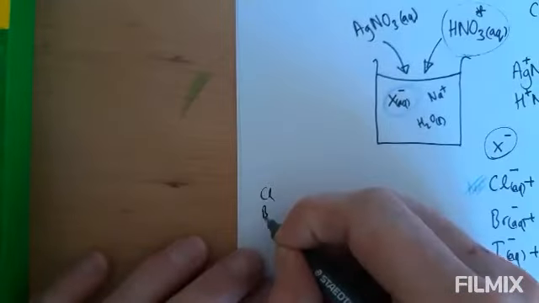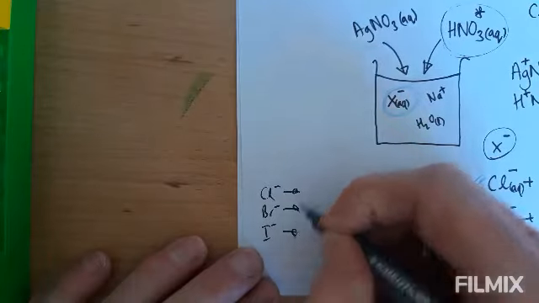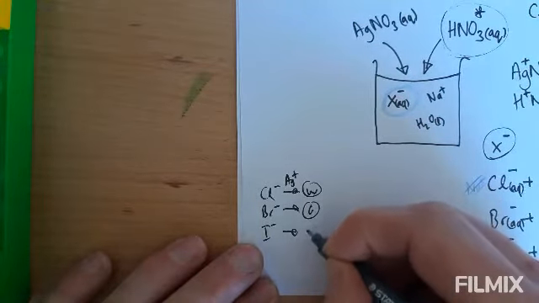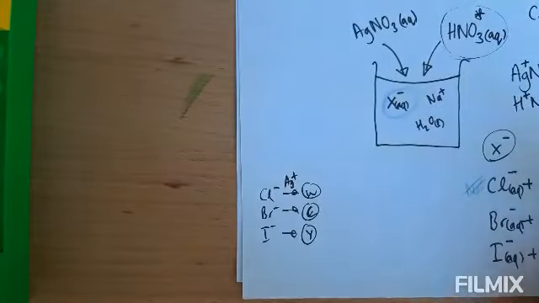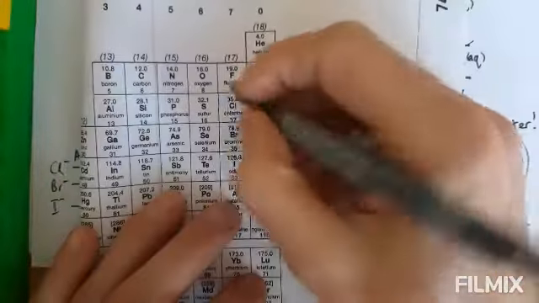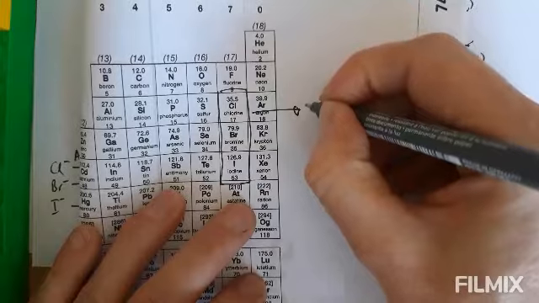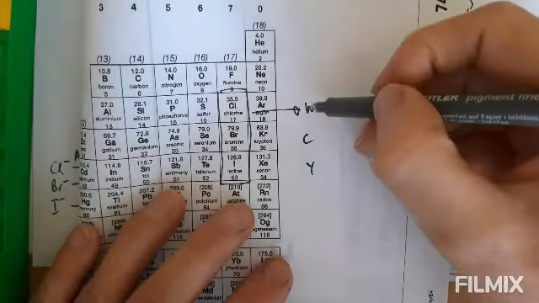I often summarize it like this. If I was in lessons, chloride, bromide, iodide, I would just write Ag plus and I'd go white, cream, yellow, and I would expect you to know what this little diagram meant, white, cream, yellow. On the periodic table, there they are on top of each other. Chloride, white, cream, yellow. There is a progression here.